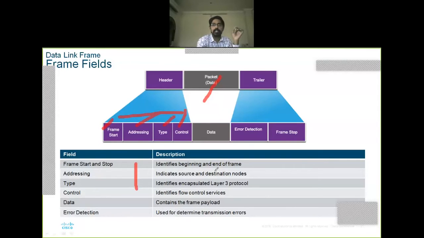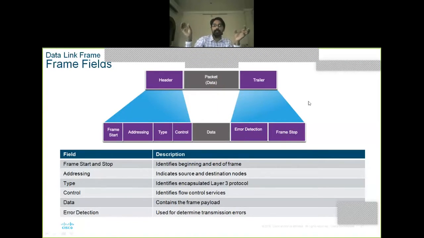Okay, next. In the trailer, this is the most important thing. Trailer contains error detection and frame stop. Frame stop means it indicates the end of the frame. Error detection gives the error detection control methods. If a frame is lost, it will ask for retransmission. If a frame is successfully transmitted, it will give the acknowledgement signal. That is the basic thing in error detection.